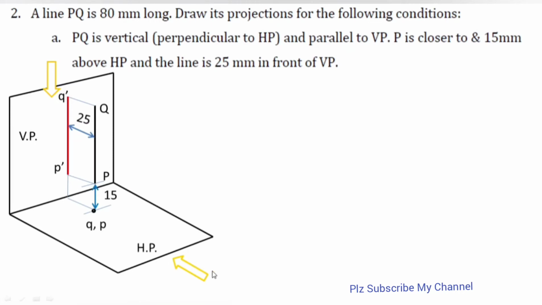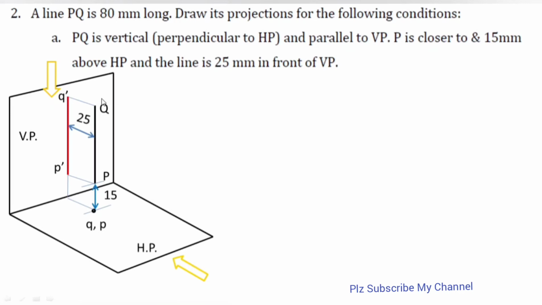So when I am observing from here, from HP side, from front view in infinite distance, front view is projected on the VP, which is shown as red in color. So small q dash is the front view denotation for end Q, and small p dash is the denotation for our end P. So this p dash q dash is having the same length as the length of line is there, 80 mm.